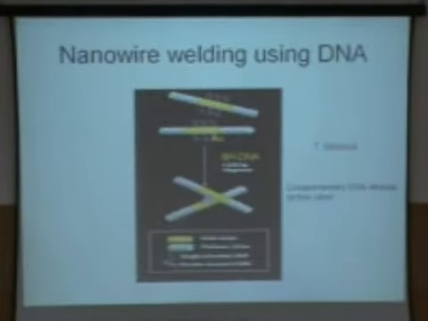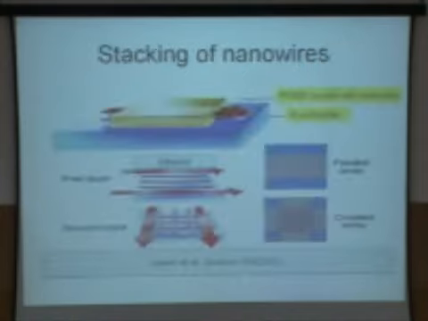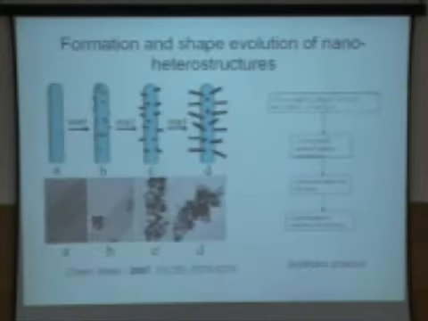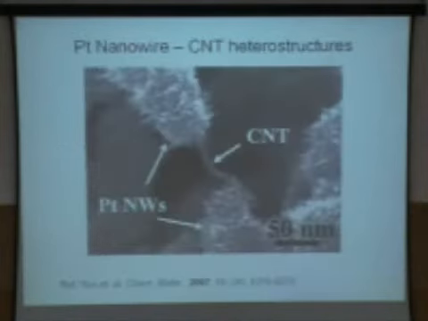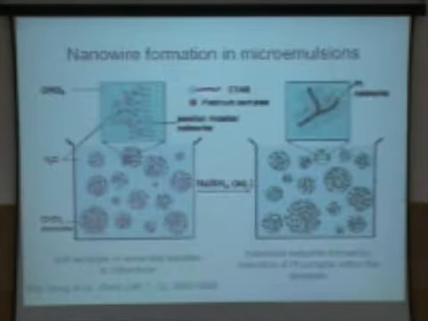These are two nanowires which are being joined by DNA. This has been done at Penn State by Tom Mallouk some time back. But again, making large area interconnects is still a challenge. It is a stacking of nanowires, formation of nano heterostructures. I think I'll not go into that anymore.